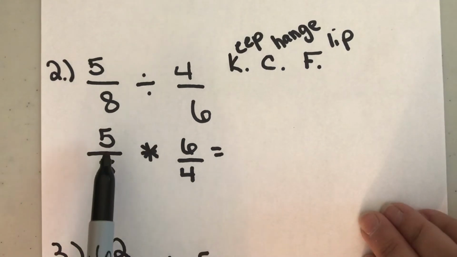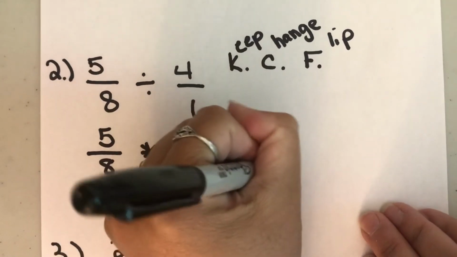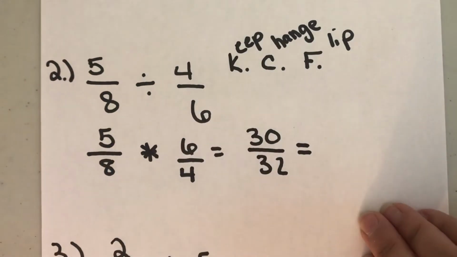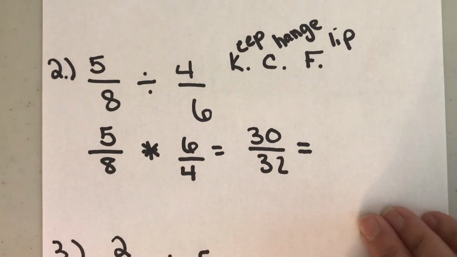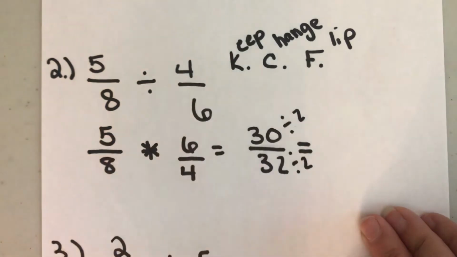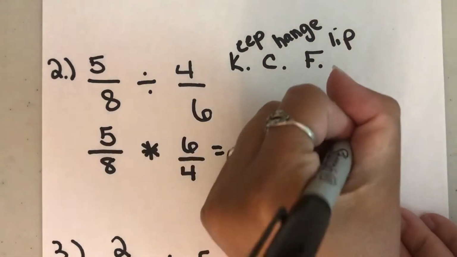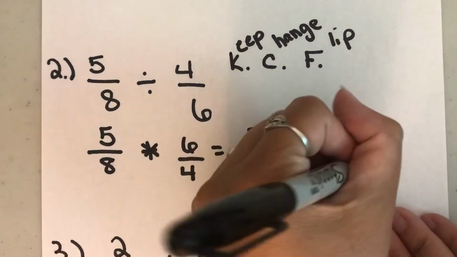Now if I multiply across, I get 5 times 6, which is 30, and 8 times 4, which is 32. I know that 30 and 32 can reduce because they both end in 0 and 2, which means they're both even numbers. So if I think to myself, what are some things that go into 30 and 32? Well, if you notice they're both even, you could always start by dividing by 2, because that will always work with even numbers. 30 divided by 2 happens to be 15. 32 divided by 2 is 16.